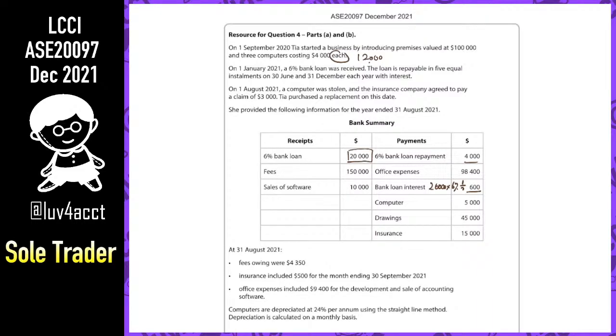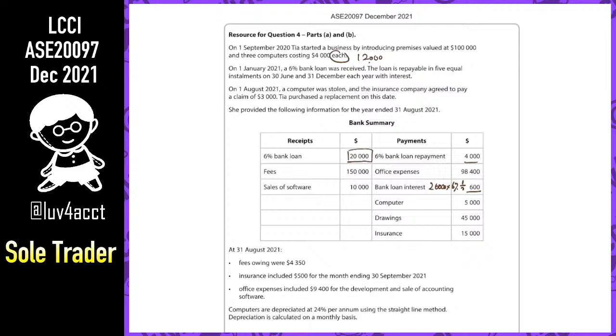She provided information as follows. Okay, so receipts, 6% bank loan. Okay, fees, okay, that would be your income. Sales of software, okay, your income. And then what? Payments. 6% bank loan repayment. It is 1/5 of the loan taken out. And office expenses, 98,400. Bank loan interest, remember we still have 2 months of accrual.